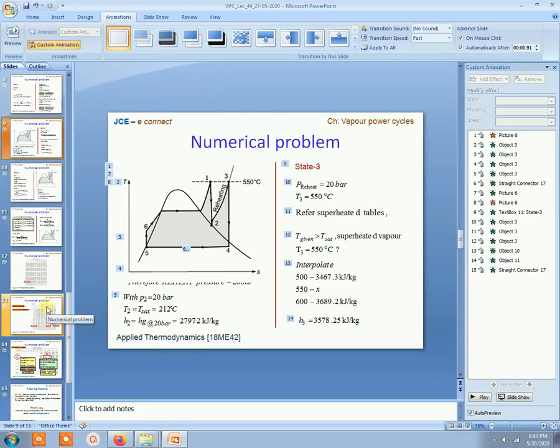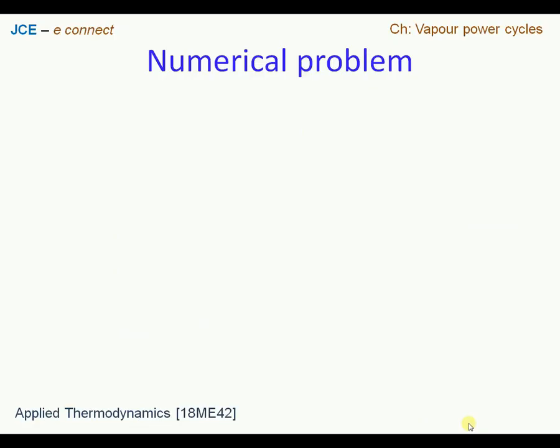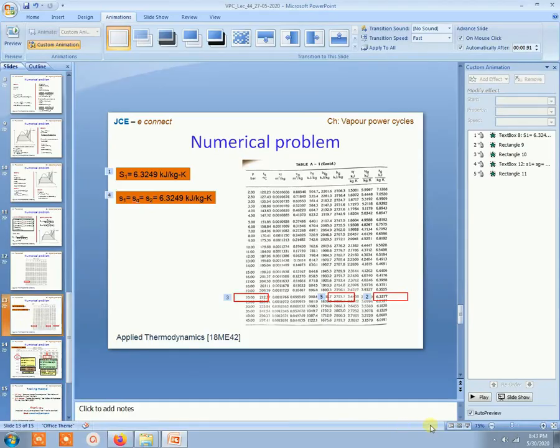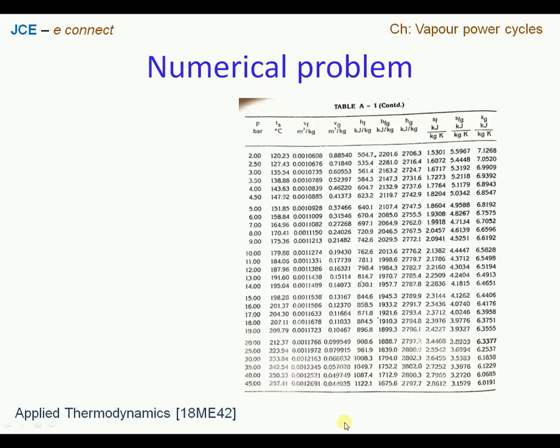So let us look at the data table. Here we have a data table, and for a pressure of 20 bar, we see that the corresponding saturation temperature is 212.37, but the given temperature was 550. Therefore the given temperature is greater than the saturation temperature. That means we have to refer to the superheated tables.